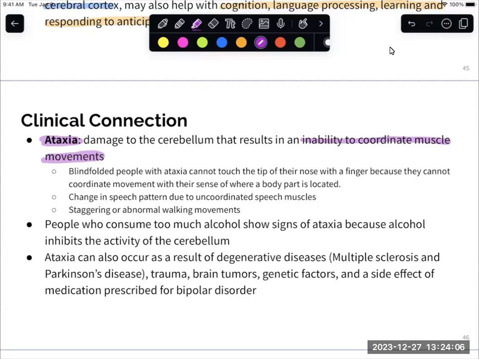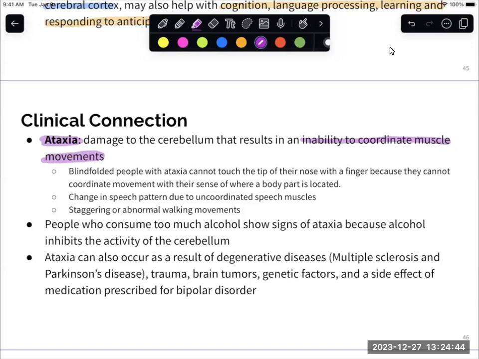If you have ever seen somebody drunk, alcohol inhibits that cerebellum, so it cannot control or correct movements. This is why people who are drunk cannot walk in a straight line. You tell them to close their eyes and touch their finger to their nose. They can't do it because they can't sense where their nose is. Again, because that cerebellum is inhibited.